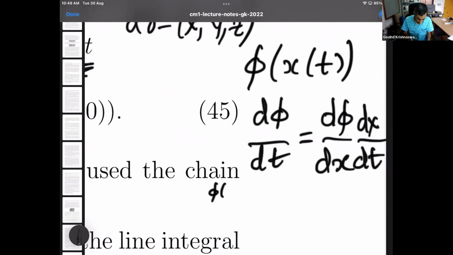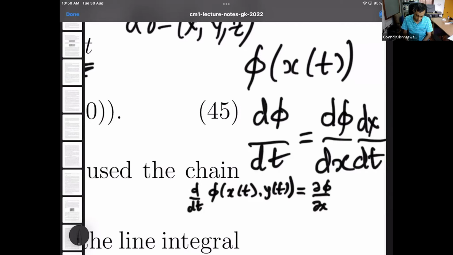So if phi is a function of two variables, namely x of t and y of t, both of which depend on time, and our objective is to compute its derivative with respect to the time variable, then you have to look at how phi changes due to a change in x as well as due to a change in y. You have to account for both. To make a long story short, the answer is that this is a sum of two terms, partial phi partial x times dx dt plus partial phi partial y dy dt.